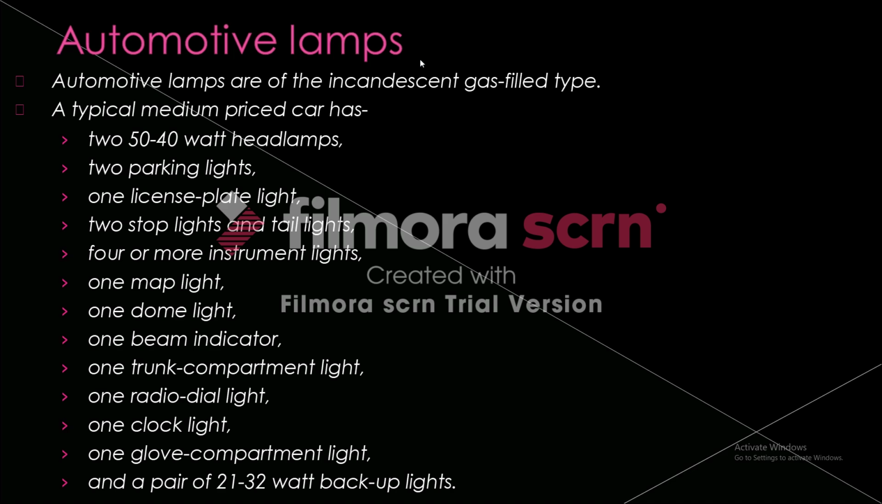Automotive lamps. Automotive lamps are of the incandescent gas-filled type. A typical medium-priced car has two 50 to 40 watt headlamps, two parking lights, one license plate light, two stop lights and tail lights, four or more instrument lights, one map light, one dome light, one beam indicator, one trunk compartment light, one radio dial light, one clock light, one glove compartment light, and a pair of 21 to 32 watt backup lights.